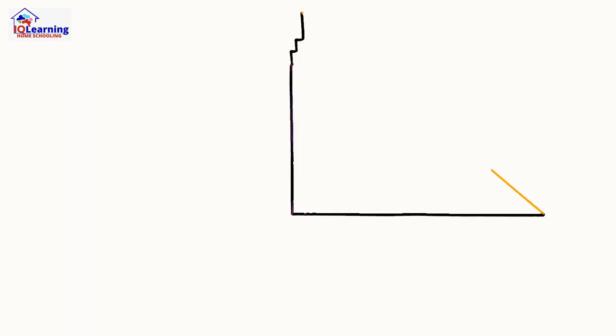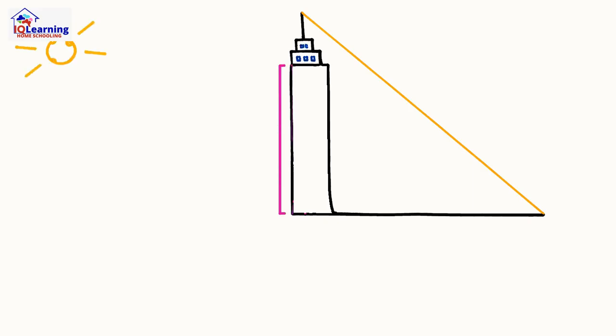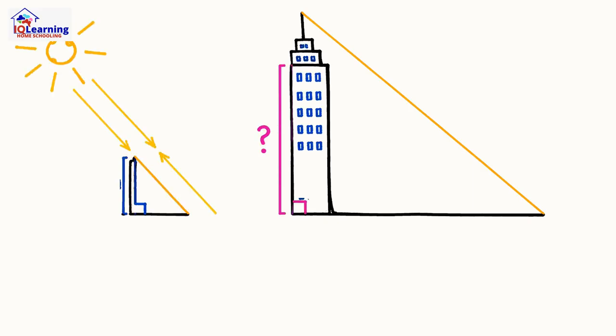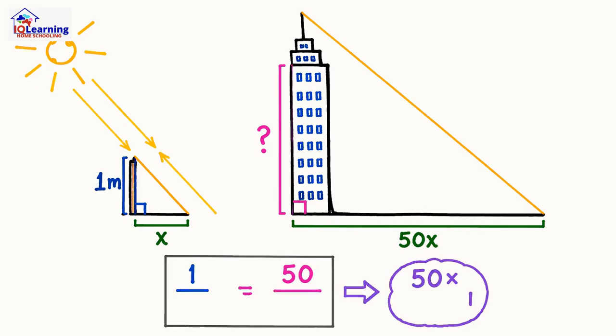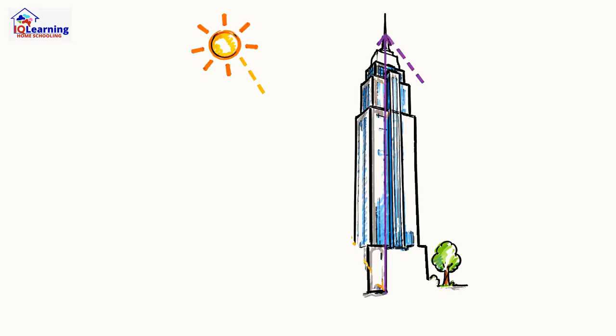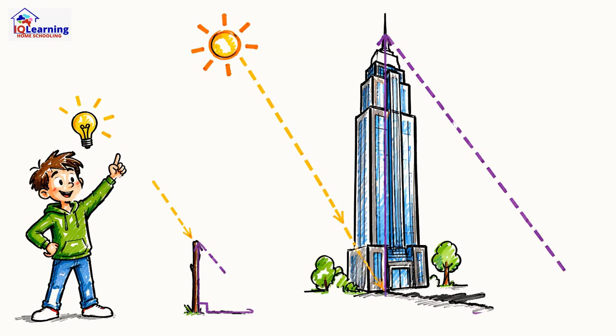shadow. Since the triangles are similar, you can find the scale factor by comparing the shadow lengths. If the building's shadow is 50 times longer than the stick's shadow, then the building must be 50 times taller than the stick. Just like that, you've measured a skyscraper from the ground.